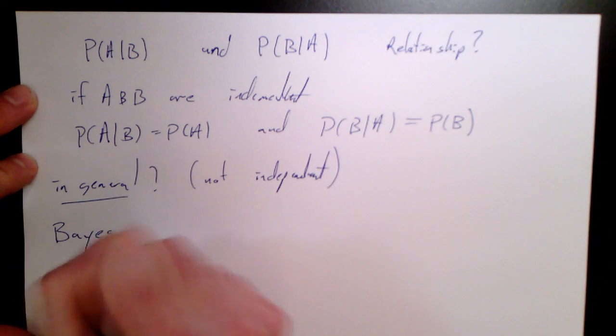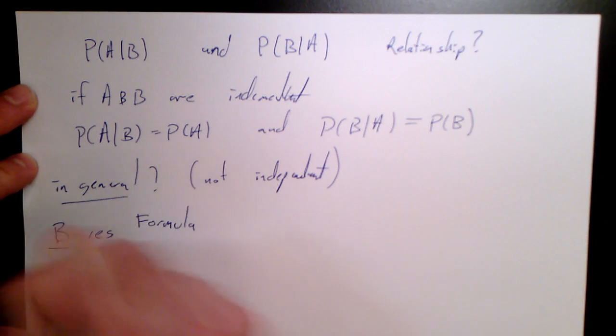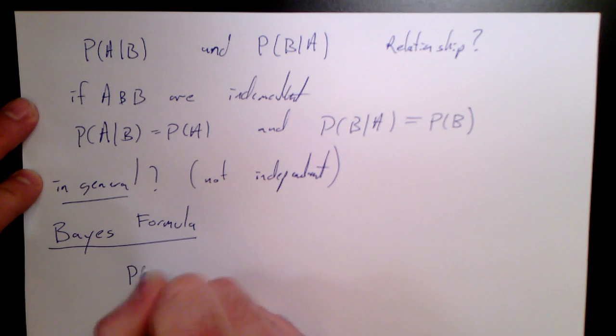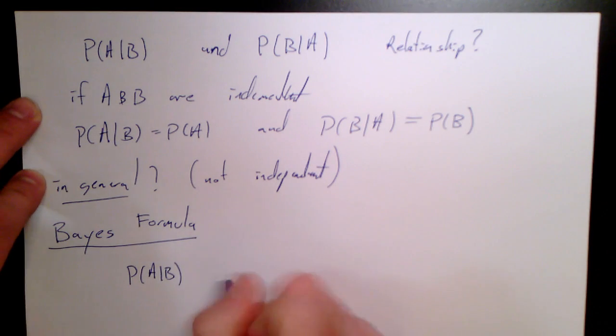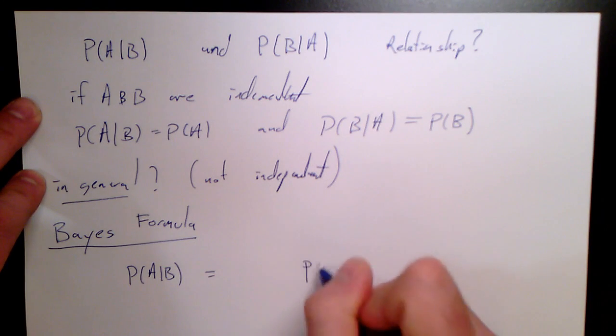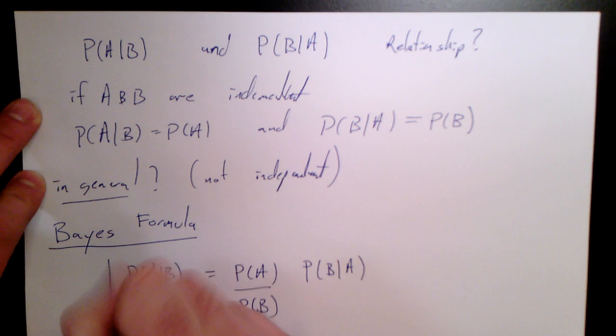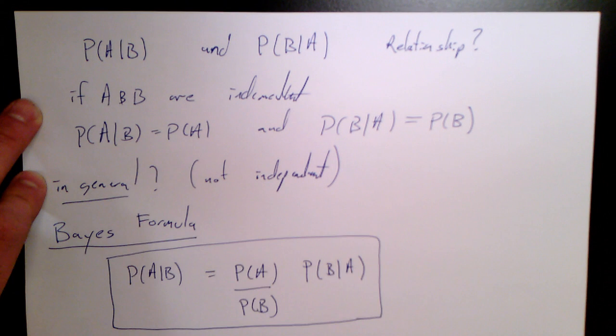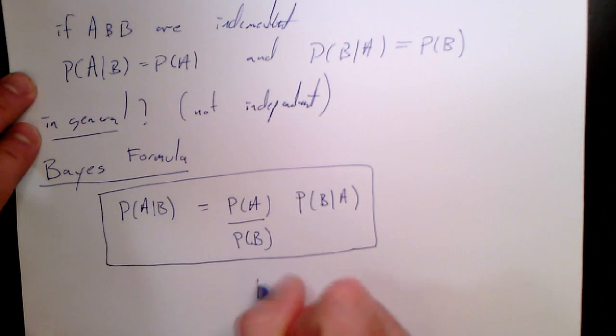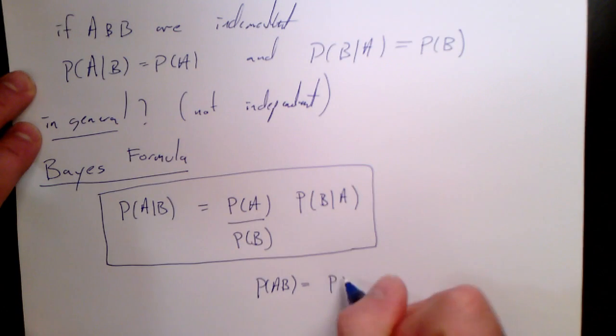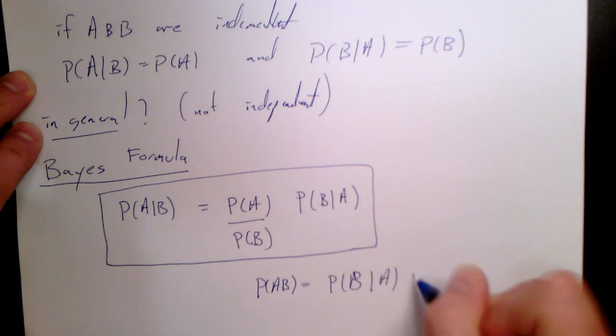So let's write out Bayes' formula first. The probability of A given B is just equal to the probability of B given A, flipped around, times a factor, which is the probability of A over the probability of B. Now, sometimes one of these two is easy to calculate and the other one is difficult, but we'll see that this formula is rather straightforward to derive.